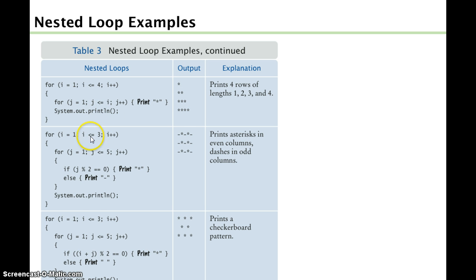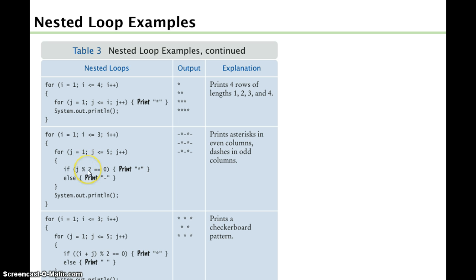Okay, here's another loop. So this prints asterisks in even columns. So what you have is for I equal 1 to I less than or equal to 3. So this will loop 3 times. The first time it loops, so when I is 1, you'll go in here. J is 1 to J less than or equal to 5. So this will loop 5 times.